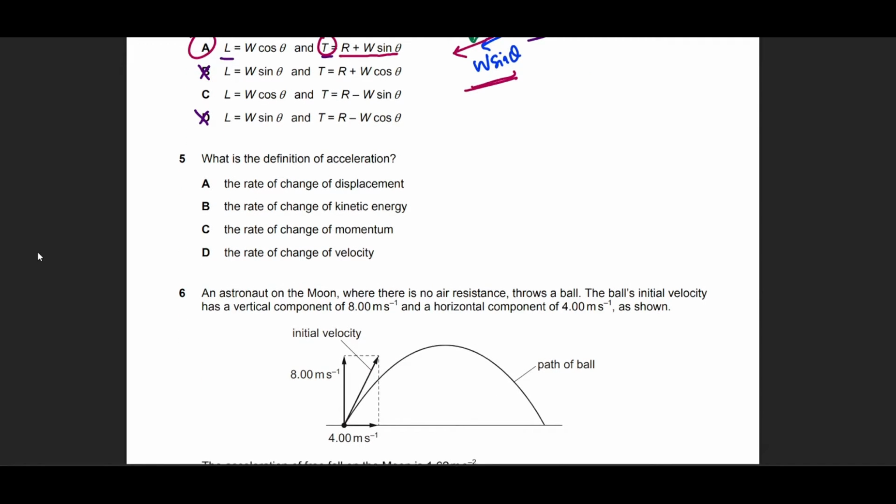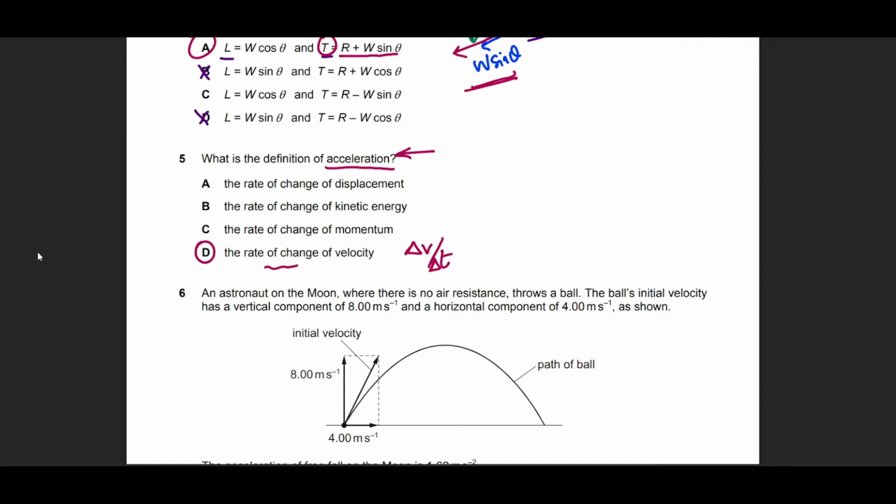Question 5, this is a part of our definition. I recommend to the students that whenever you find such questions, pick out the definitions and add them into your notes. So the definition of acceleration is going to be option D, the rate, or delta V divided by T, right? Or the change in time.